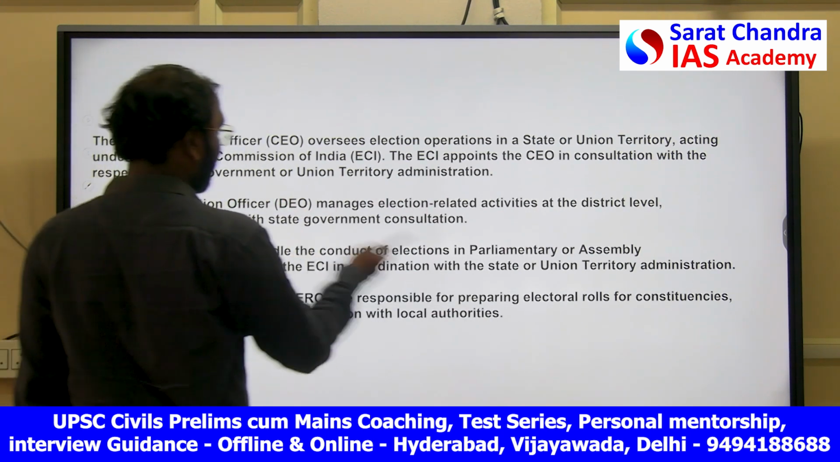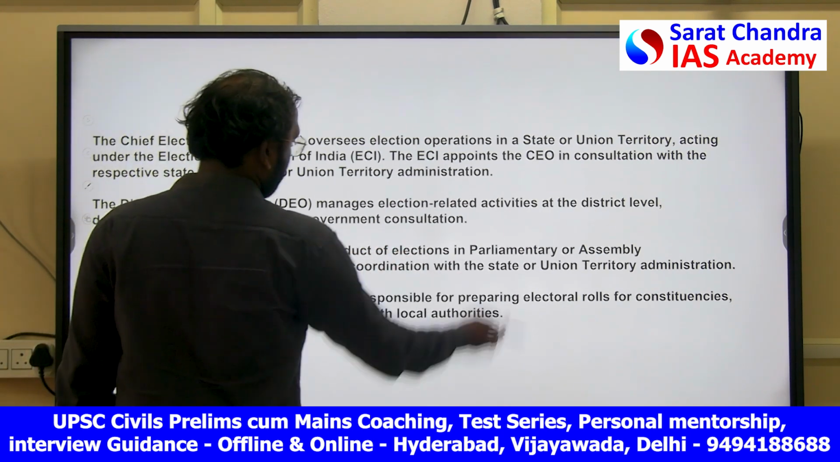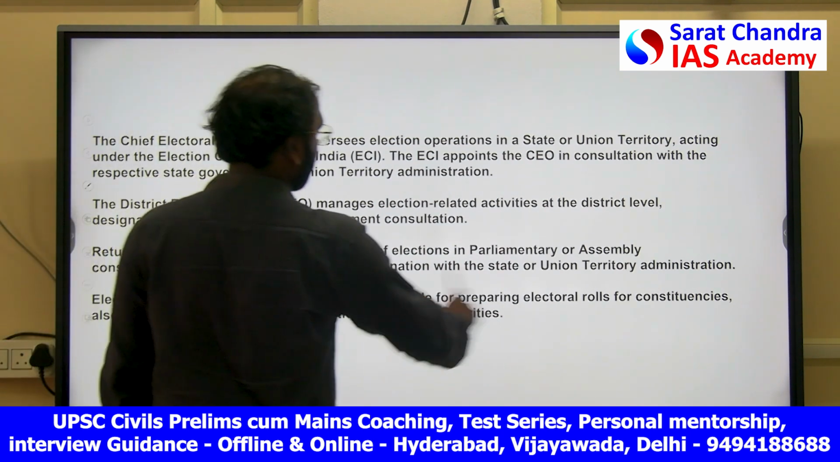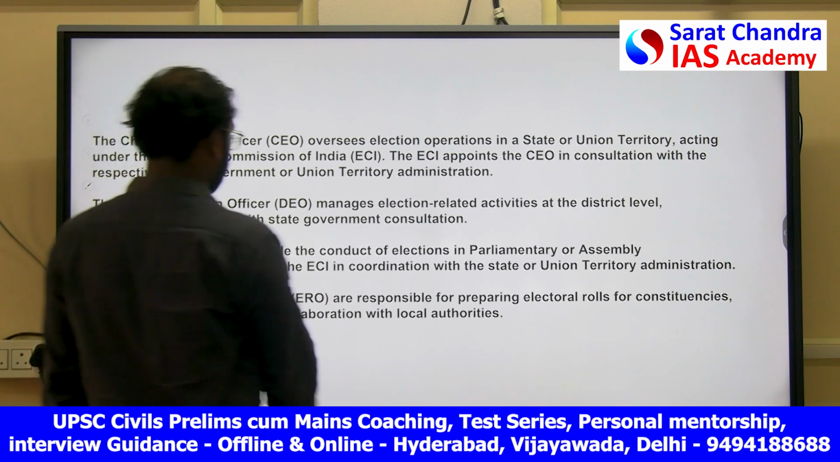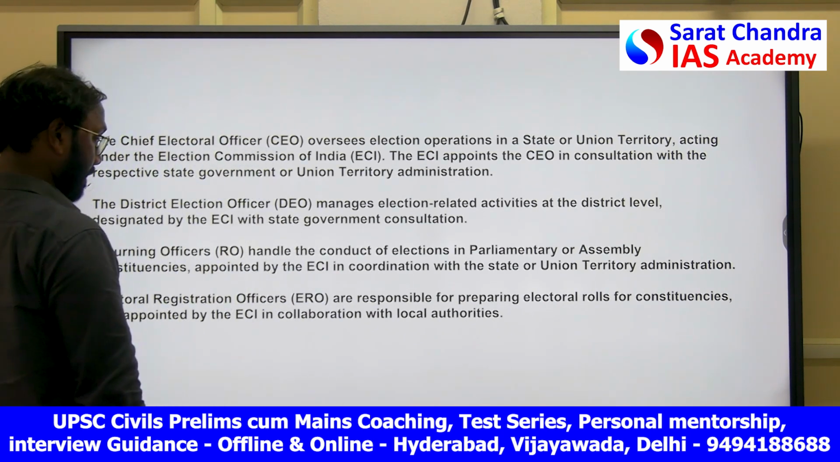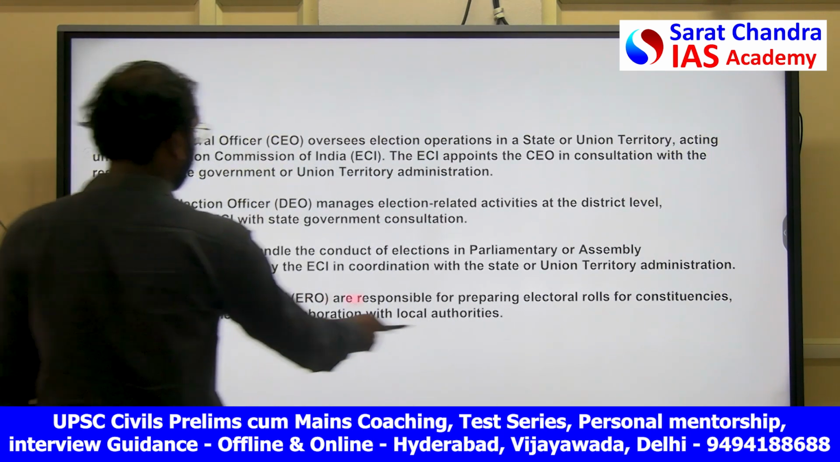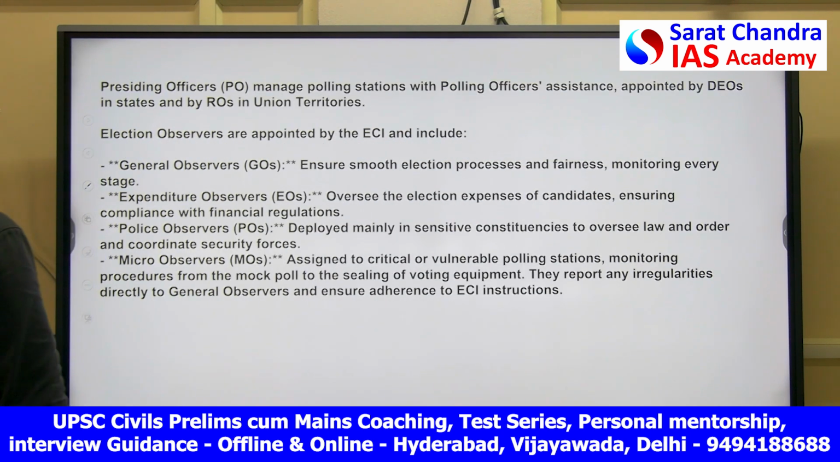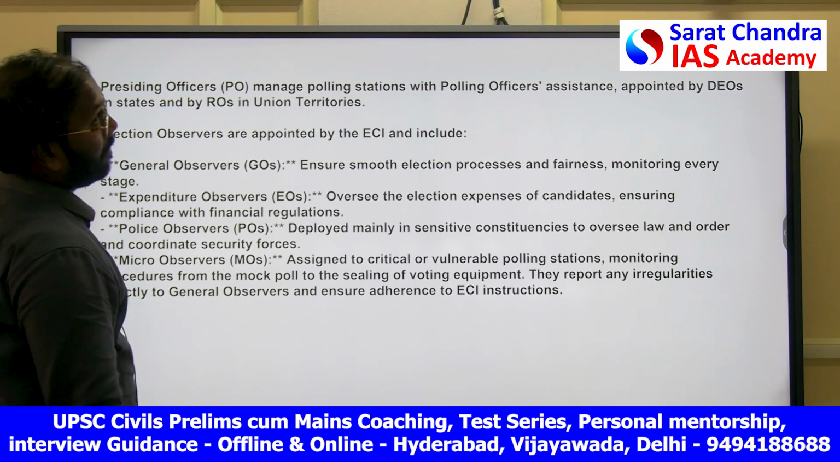A returning officer is almost the head of that particular polling area, and he will conduct the election in assembly constituencies, appointed by the Election Commission of India in coordination with state or union territory administrations. Then we have the ERO, the electoral registration officer, who is responsible for preparing electoral rolls and is appointed by the Election Commission of India in consultation with local authorities. Then we have presiding officers who will manage the polling officers and assistants, appointed by DEOs in states and by the RO in union territories.